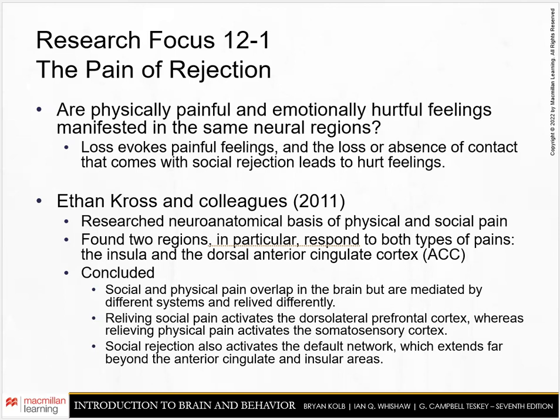So when we're reliving the social pain, that activates the dorsolateral prefrontal cortex, whereas reliving the physical pain activates the somatosensory cortex. And social rejection also activates the default network, which extends far beyond the anterior cingulate and insular areas.